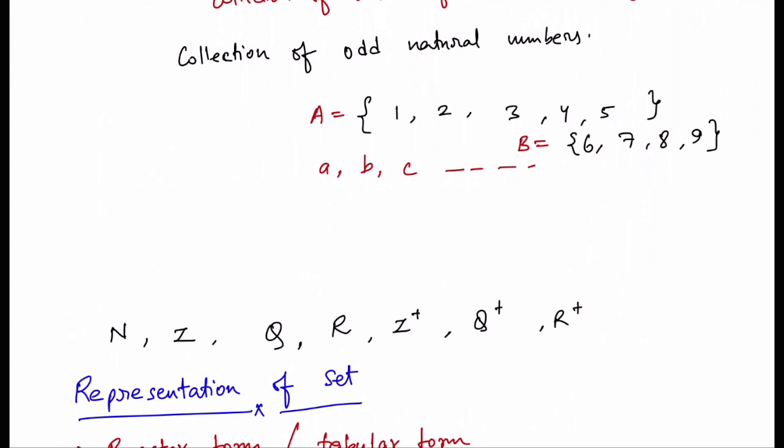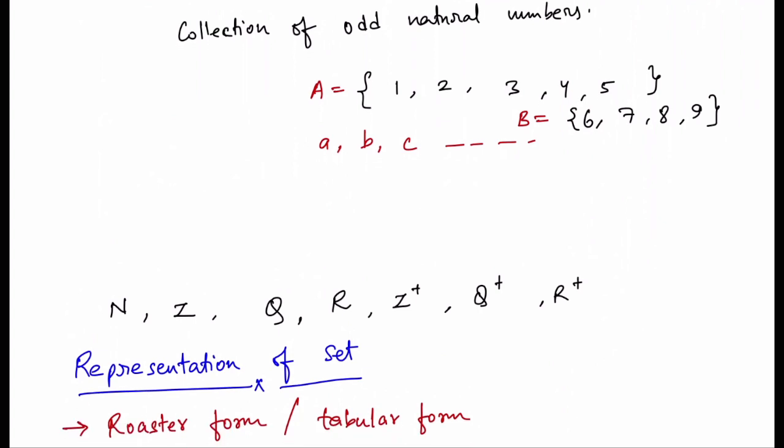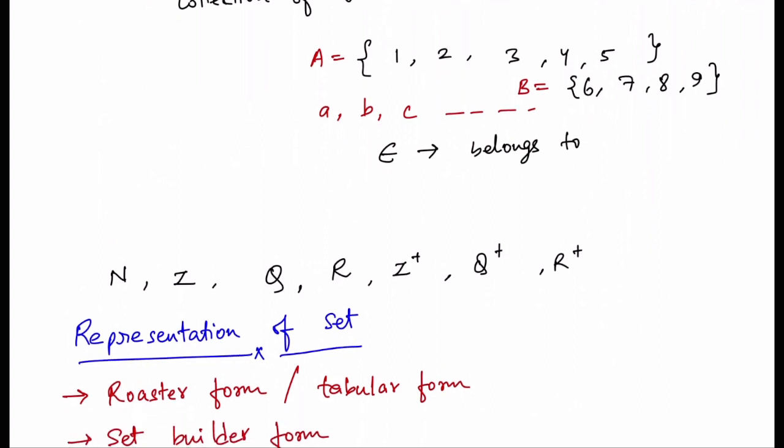Now, we use a specific symbol. This symbol is used for belongs to. Okay. Now, this element 1 belongs to set A, so we will write it this way. This is the way to write that element 1 belongs to set A. Similarly, element 6 belongs to set B. That symbol is called belongs to, so we can write it in this form.